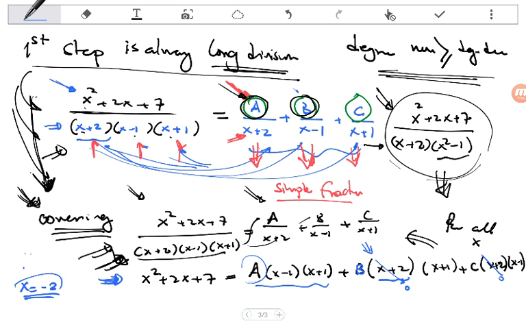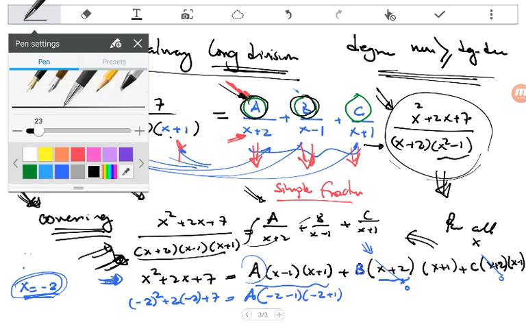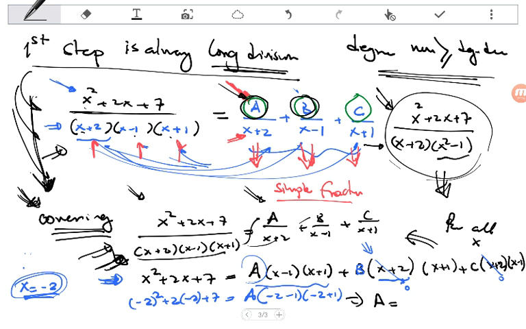Okay? So now the first step is to substitute by x equals minus 2, both sides. So it will be minus 2 squared plus 2 multiplied by minus 2 plus 7 is equal to a multiplied by minus 2 minus 1 and minus 2 plus 1. So I managed to find the value of a, which will be minus 2 squared plus 2 multiplied by minus 2 plus 7 over the minus 2 minus 1 minus 2 plus 1. Okay? So this is the value of a.